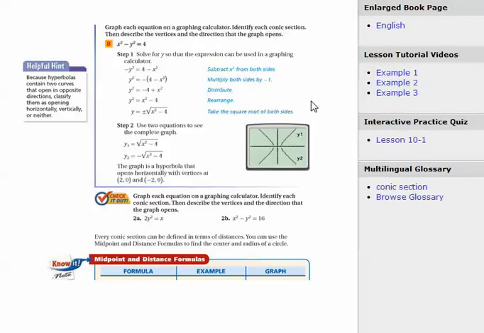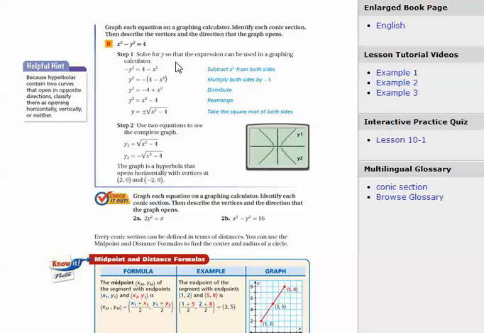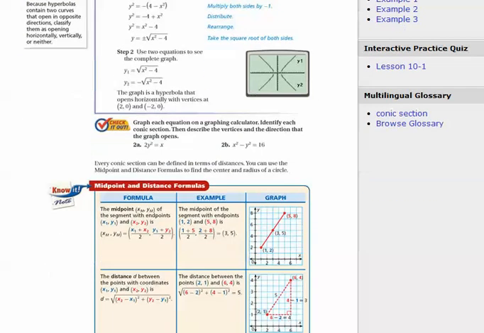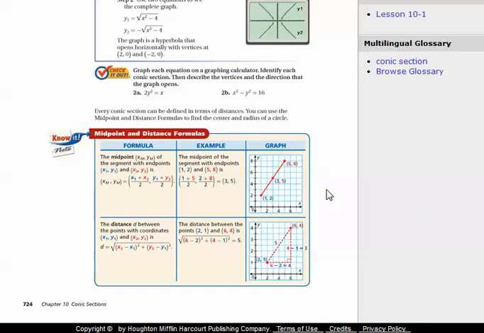Then another example here, same kind of thing. You can see the hyperbola. Hyperbolas are like two parabolas that go away from each other, basically, is what's happening there. And then something that you learned in geometry is the midpoint and distance formula.